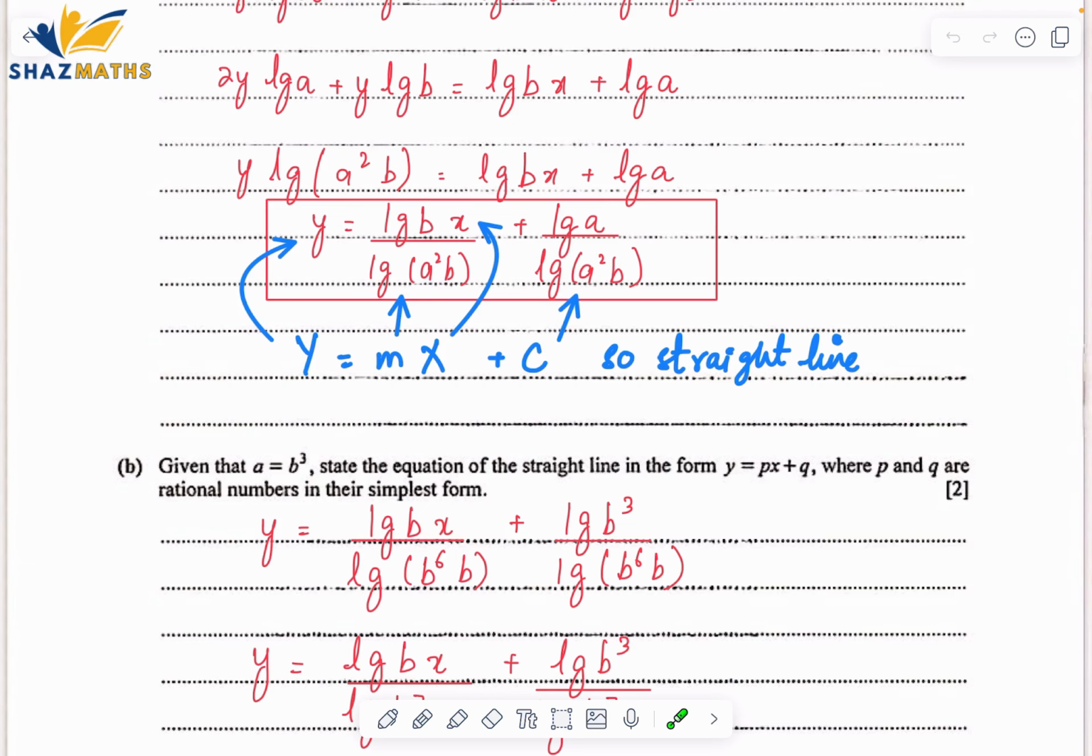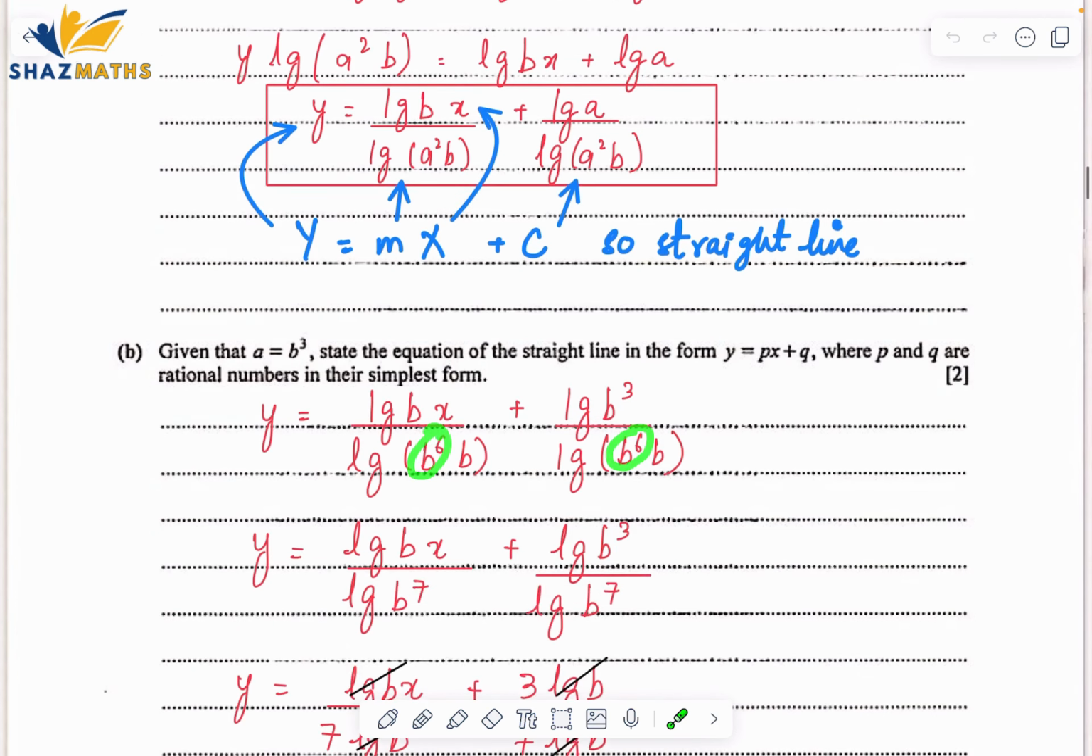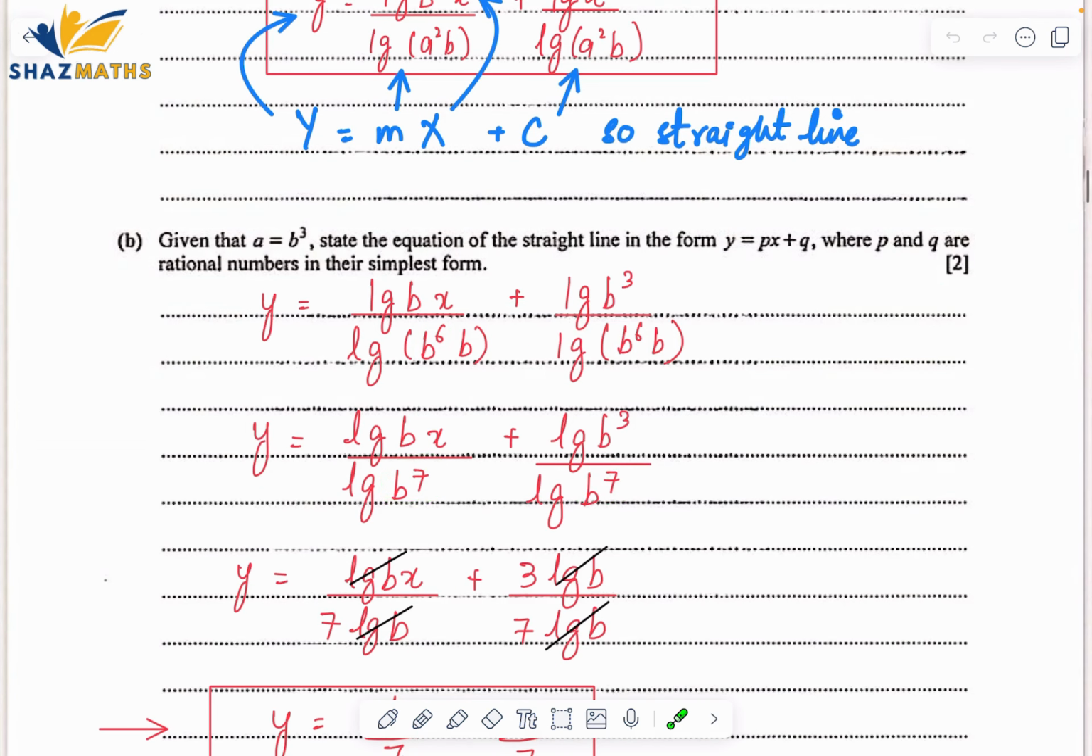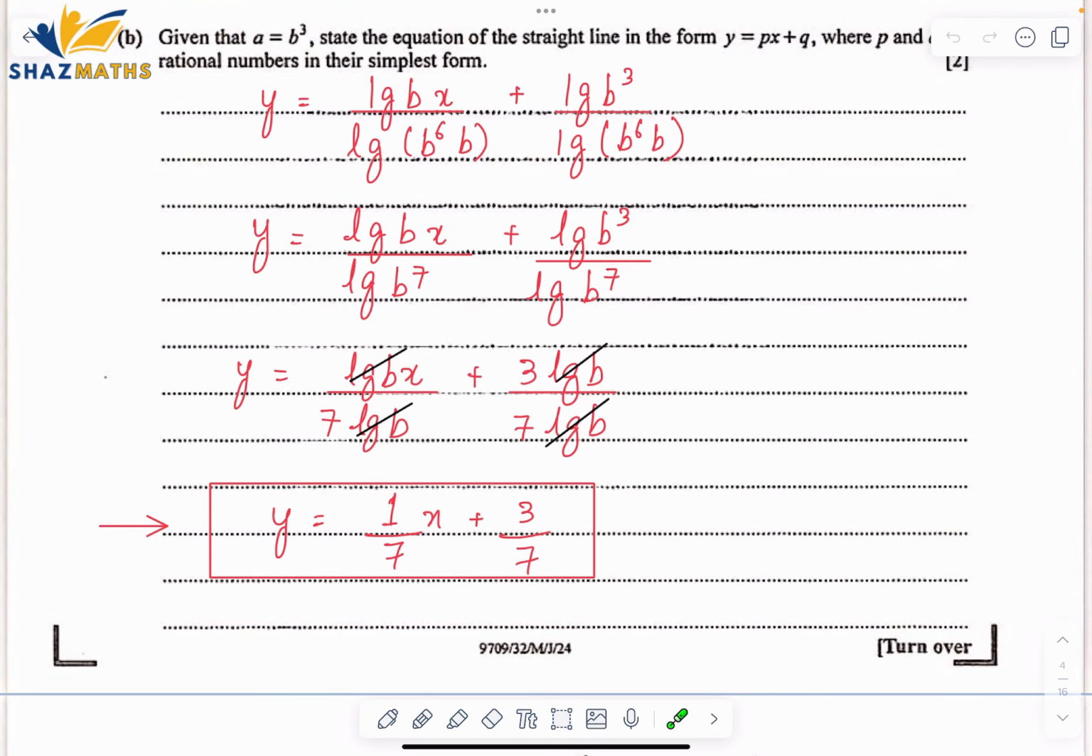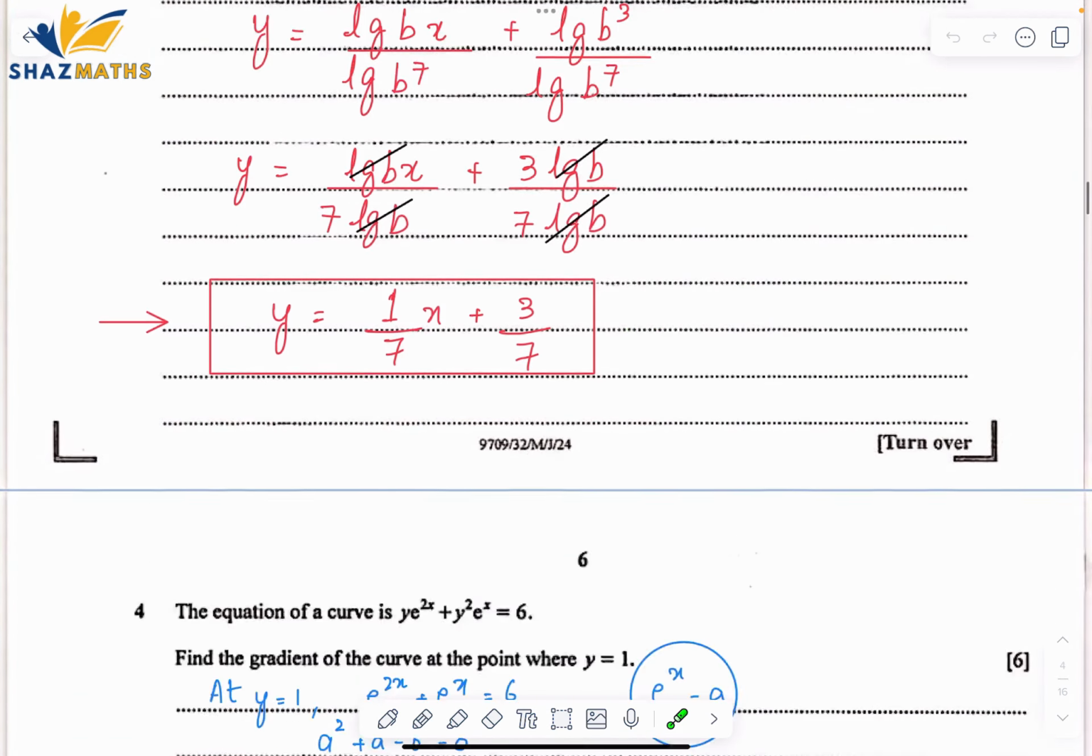So after replacing the values, we'll get lg b cubed and b to the power 6 into b to the power 6, which will become b to the power 7. Then, according to the property of log, the power becomes the coefficient. So 7 and 3 will become the coefficients. We'll cancel the logs and the answer should be y equals 1 over 7 x plus 3 by 7.